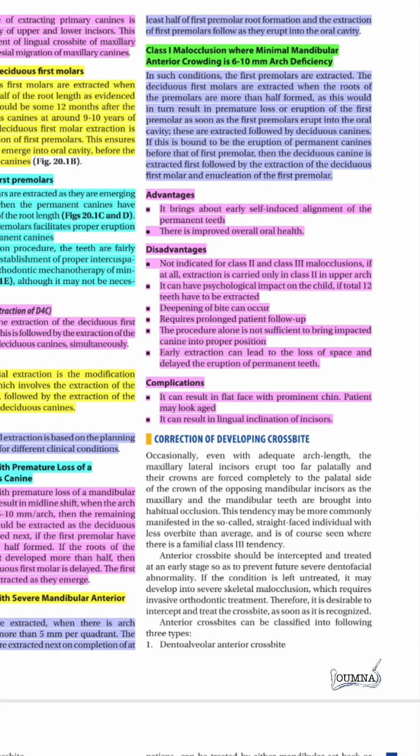The advantages of doing so is that it brings early self-induced alignment and improvement of overall oral health, but it needs patient compensation and a psychological acceptance that he will lose a total of 10 teeth if they were all extracted. Also, it is not indicated for class 2 or class 3 malocclusion. In some cases, we can extract in the upper arch of class 2.